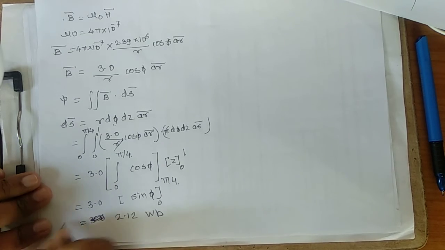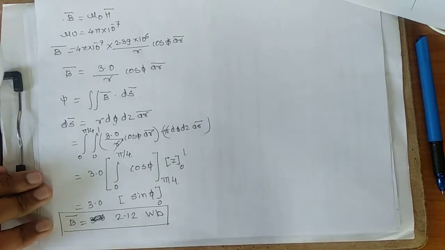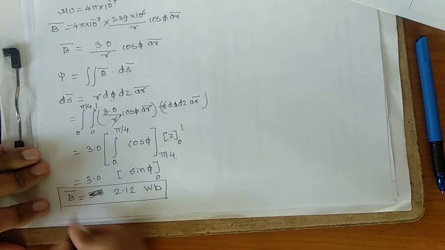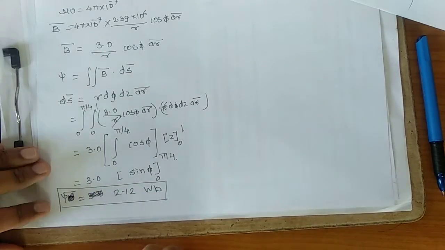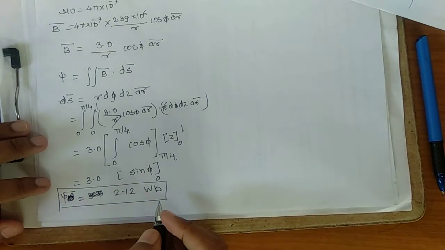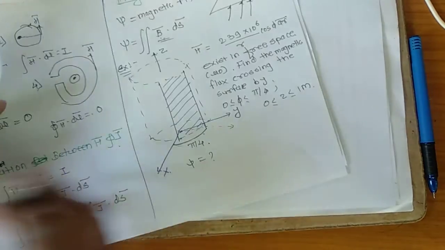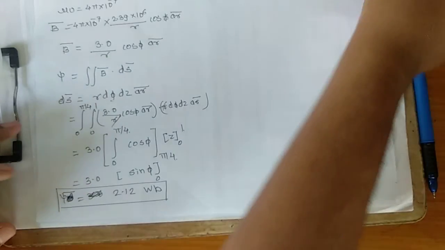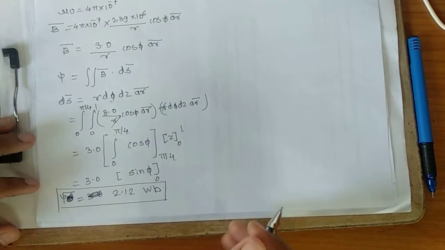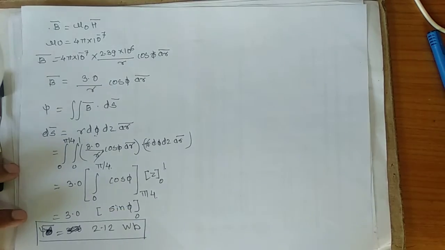Magnetic flux is measured in Weber. Magnetic flux, sorry. We have calculated psi as 2.12 Weber. So the magnetic flux passing through that surface area is 2.12 Weber. That is the way you have to find the answers for these equations.